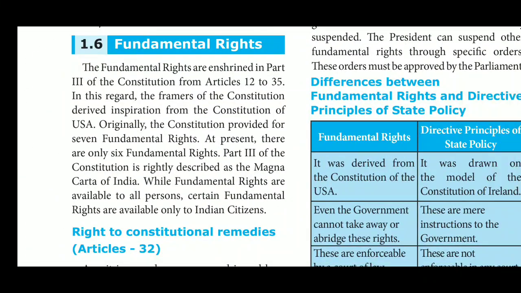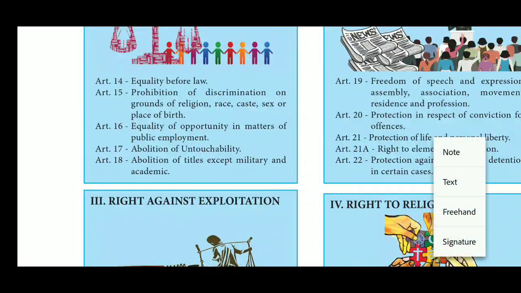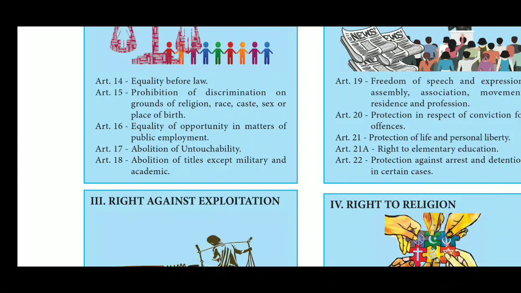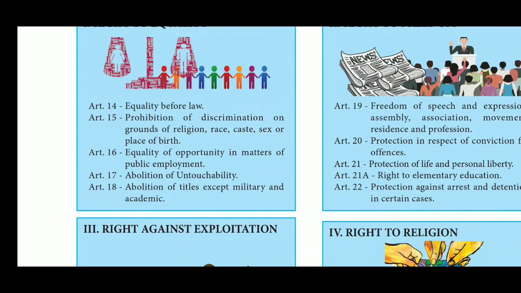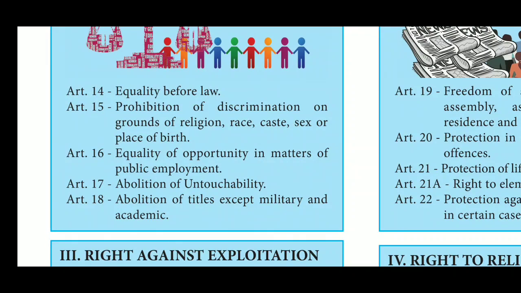Article 15. Prohibition of discrimination on grounds of religion, race, caste, sex or place of birth. Explanation. Article 15 states that the state shall not discriminate against any citizen on grounds only of religion, race, caste, sex, place of birth or any of them, and no one shall be subject to any disability, liability, restriction or condition.